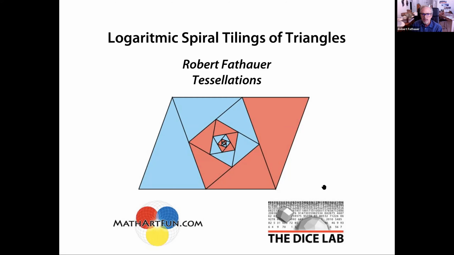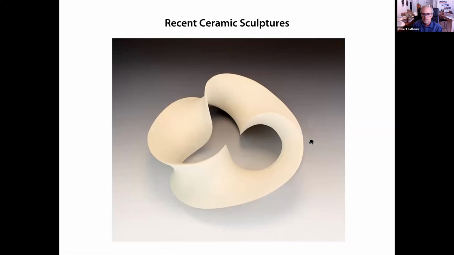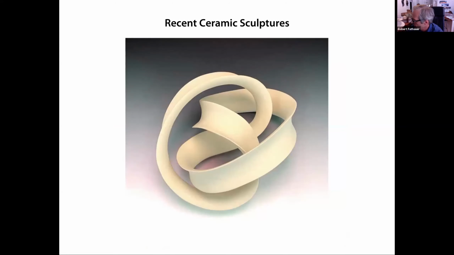Before I launch into that, I'm just going to show some recent sculpture. These are all hand-built ceramics. This one is a Mobius band with 3 half twists. And the second one here is a trefoil knot. It looks different at different angles.